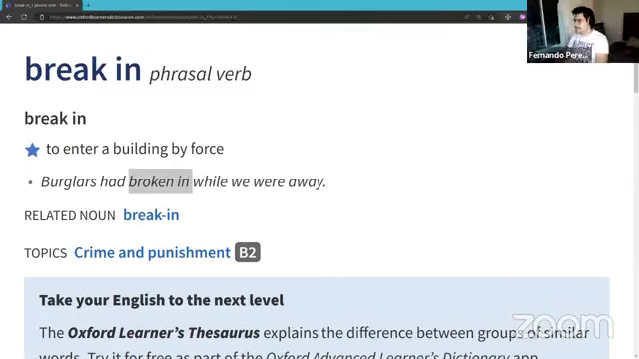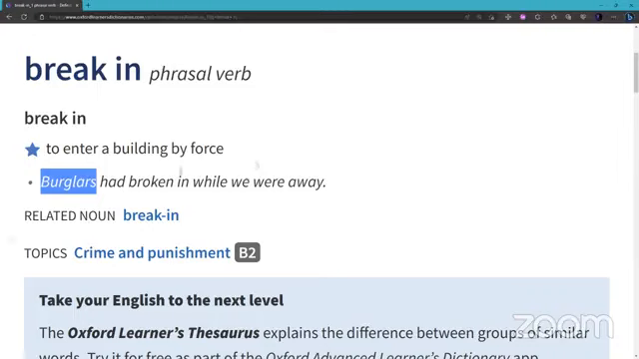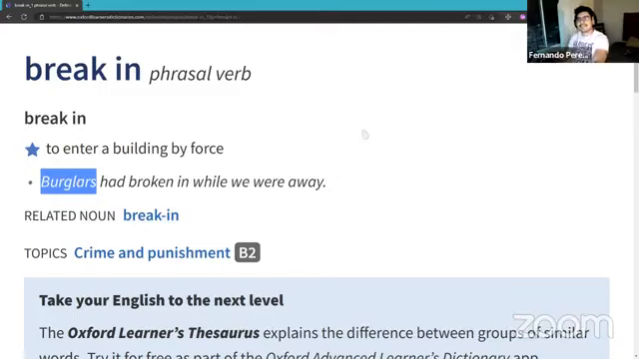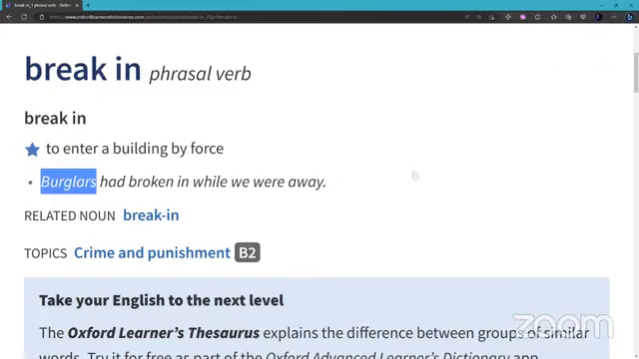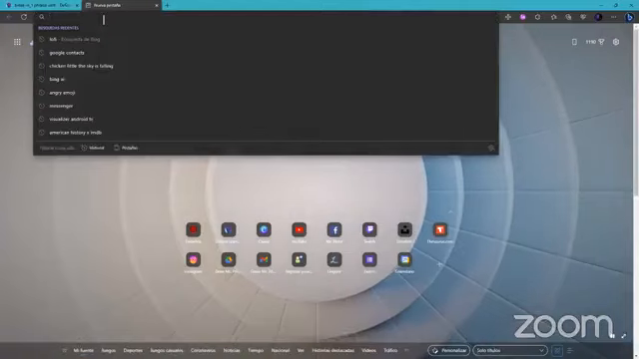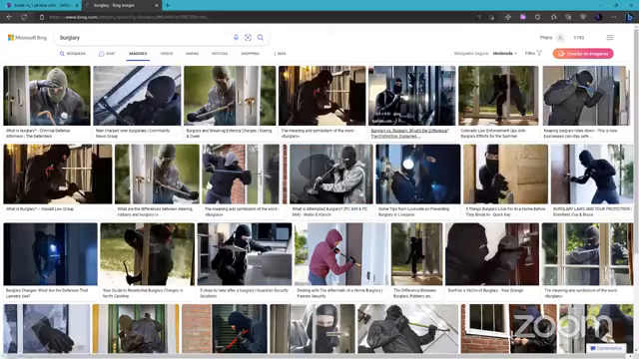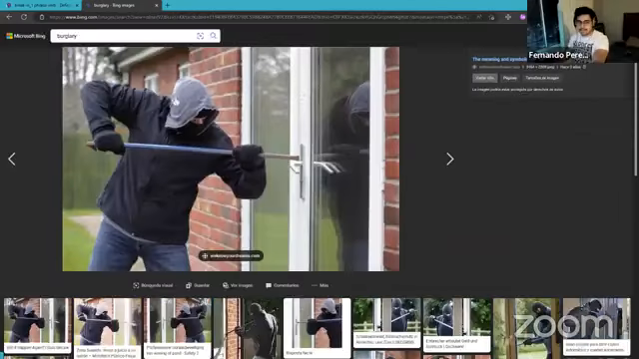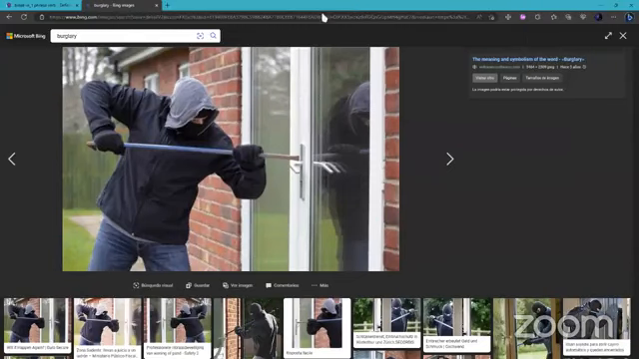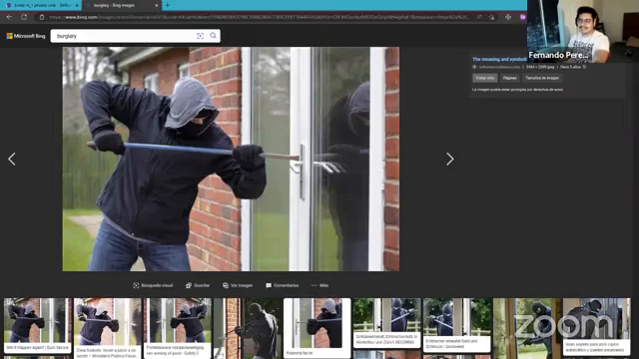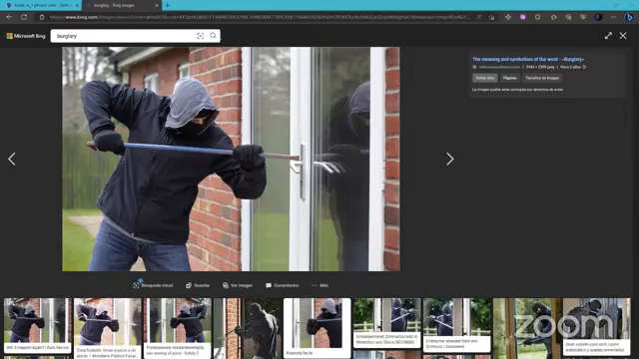Exactly, that's correct. Do you know what a burglar is? No, I don't know. A person who breaks into houses. It's a very specific word. Burglar. And burglary is the action, the crime. Interesting, huh? That's the one.